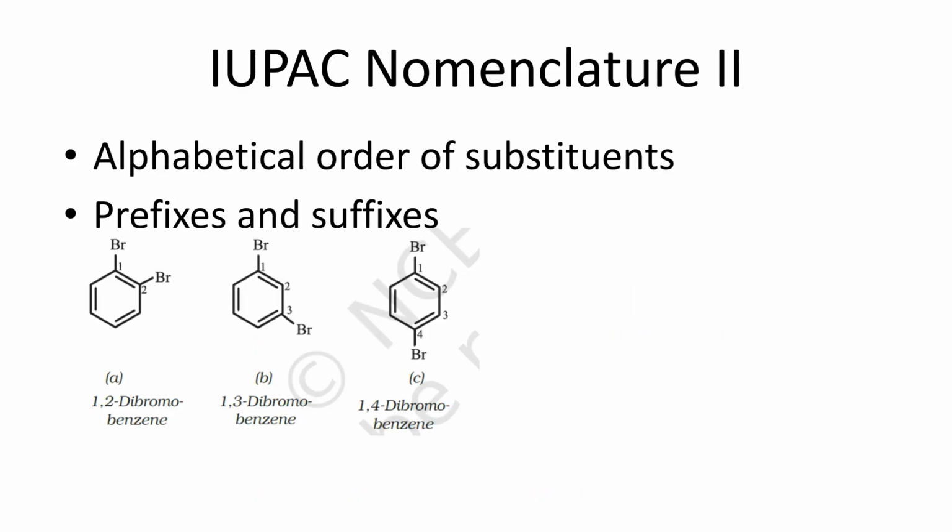For complex molecules, we must also consider the alphabetical order of substituents and the correct use of prefixes and suffixes. For instance, in disubstituted benzenes, the positions are indicated numerically, such as 1,2-dibromobenzene, to specify the exact arrangement of groups on the ring.